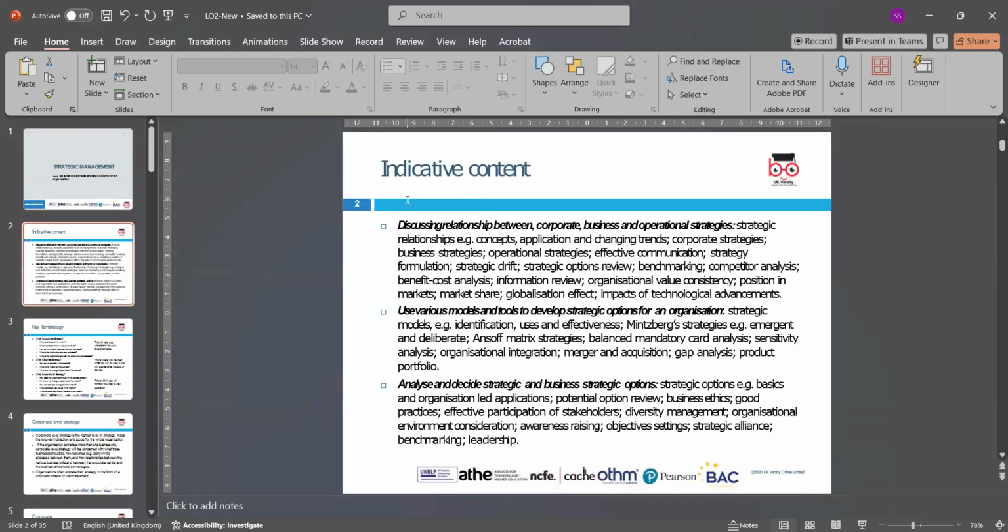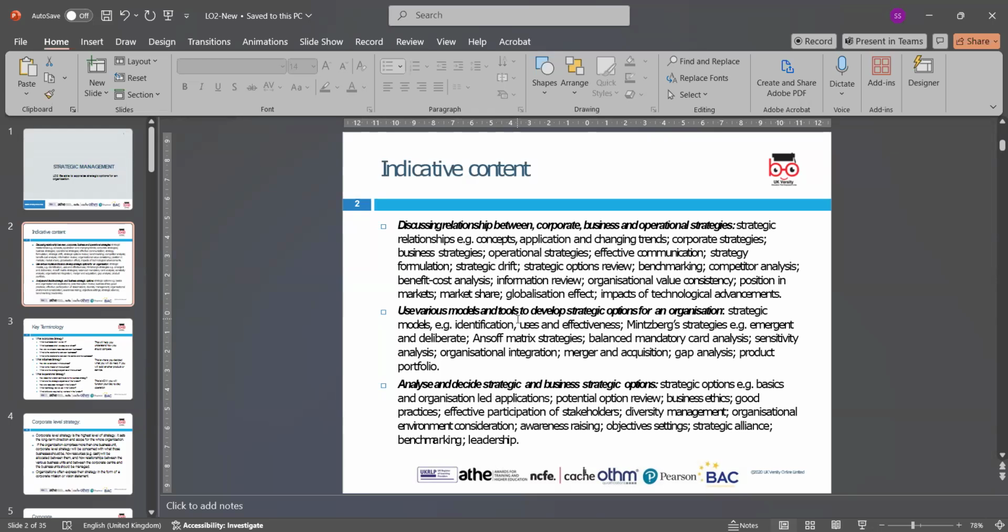Okay, as far as the indicated content, we will be discussing the relationship between corporate, business and operational strategy. What is the relationship between them? And then we are going to use various models and tools to develop strategic options for an organization. And the last thing is to analyze and decide strategic and business strategic options, which is the main purpose of strategic management: to make the right decision for the whole organization.